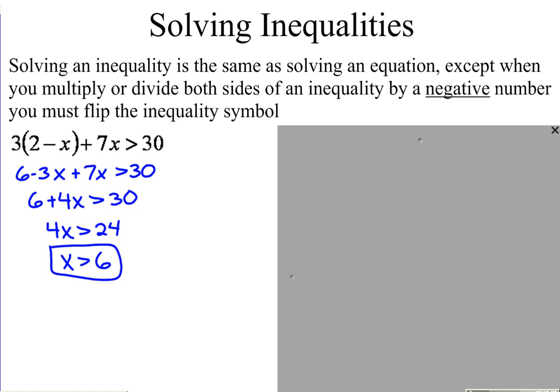There's our solution. If we were to look at the solution on a graph, critical point is at 6. Inequality symbol is just greater than, so that means we would have an open dot at 6. We're shading to the right or greater than 6, so I would be shading everything in that direction.